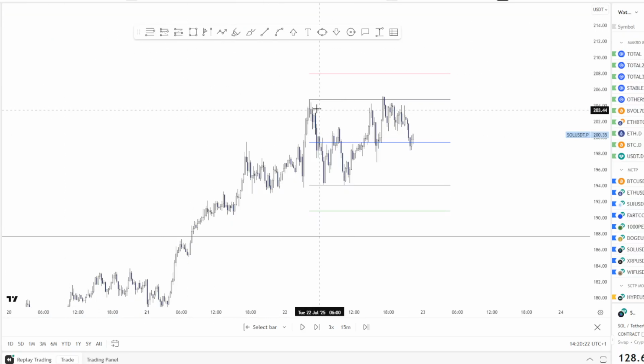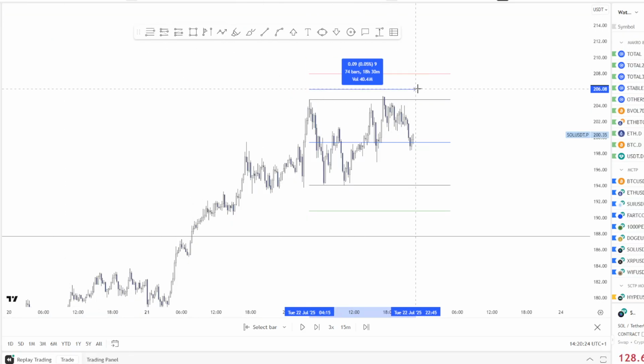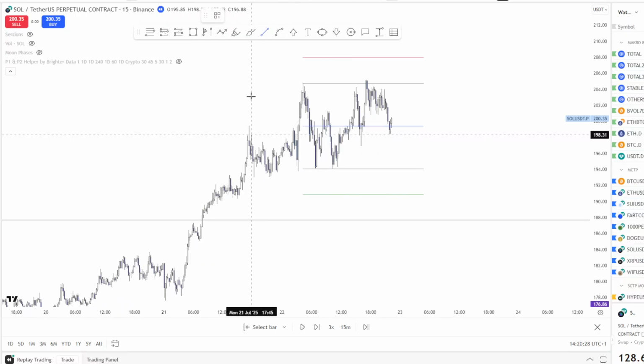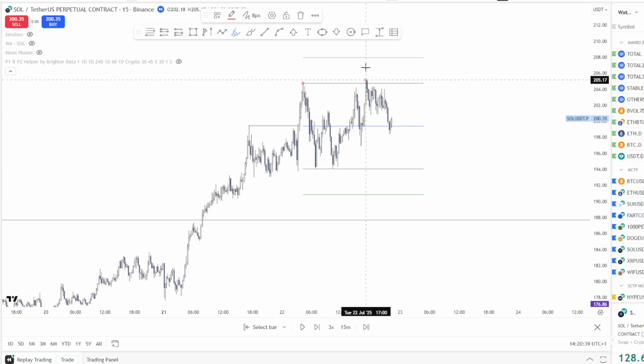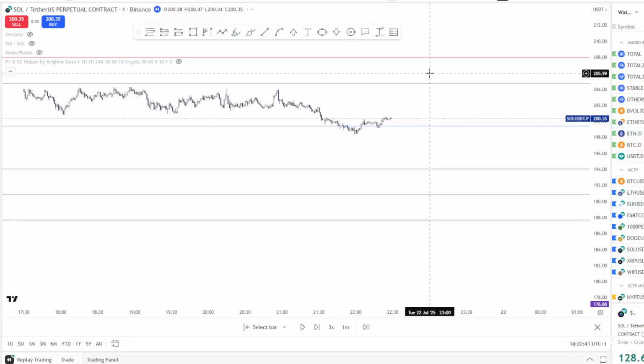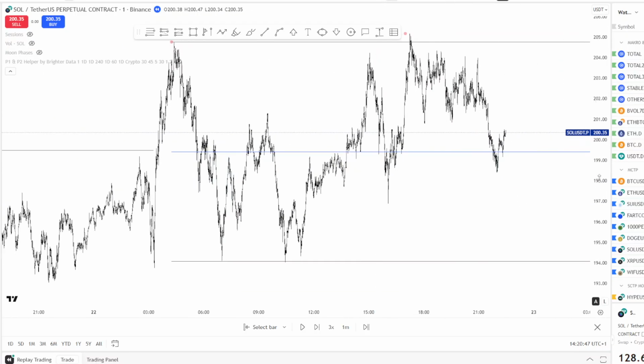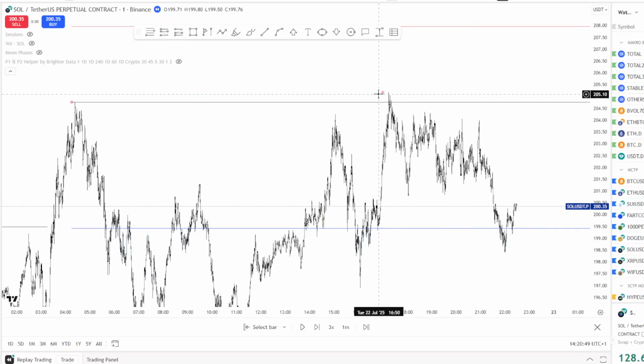We're setting up a nice range here. So what often happens is that we have some sort of market structure continuation or exhaustion to the upside, and then we go over into a range. So let's see what we have here on the lower time frame. Tab 1, tab 2.